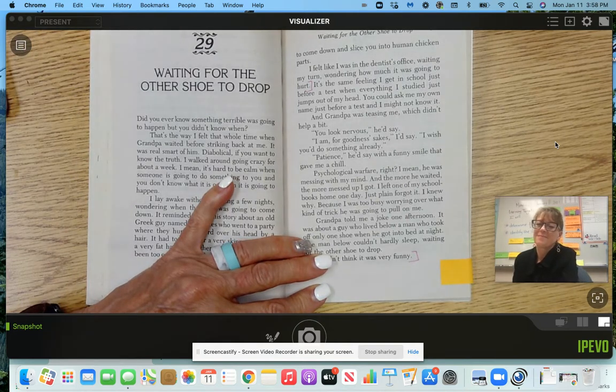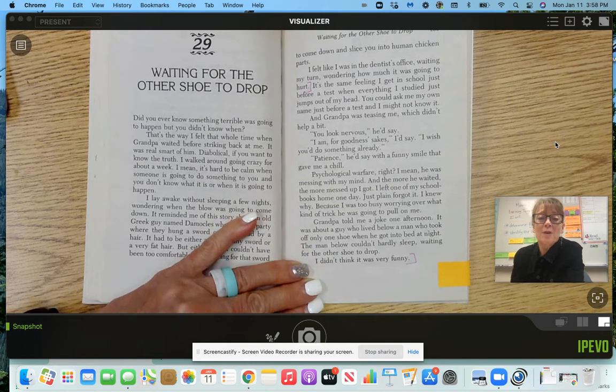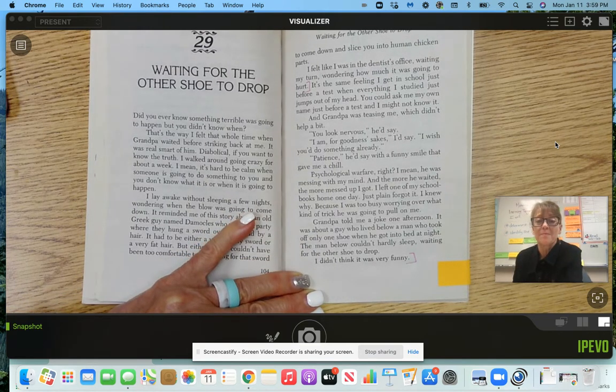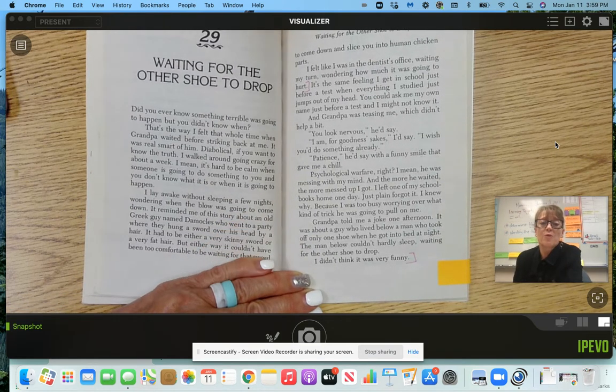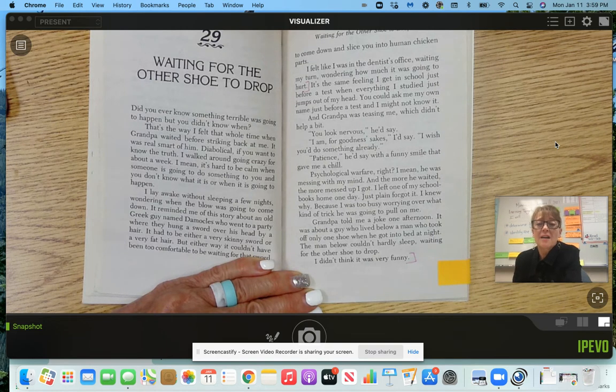Patience, he'd say with a funny smile that gave me a chill. Psychological warfare, right? I mean, he was messing with my mind. And the more he waited, the more messed up I got. I left one of my school books home one day. I just plain forgot it. I knew why, because I was too busy worrying over what kind of trick he was going to pull on me.